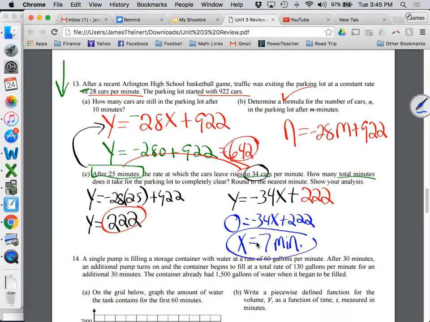Reading, understanding, using all pieces of the question. There was 25 minutes up here. There was 7 minutes over here. It takes a total of 32 minutes. 32 minutes for everyone to get out of this parking lot. It must be a very big high school with a very popular basketball team.